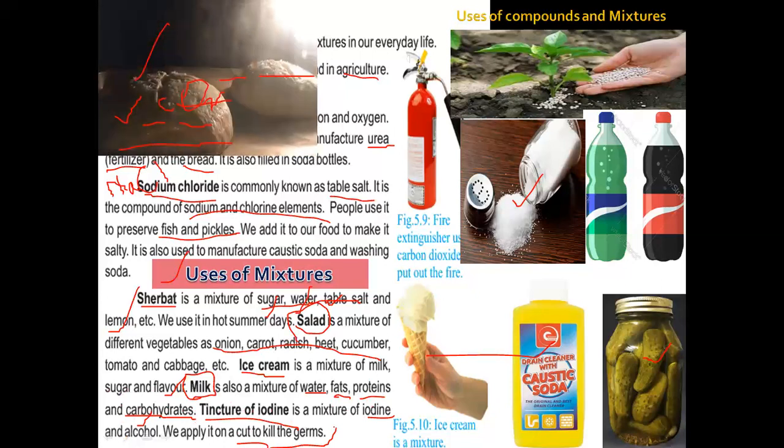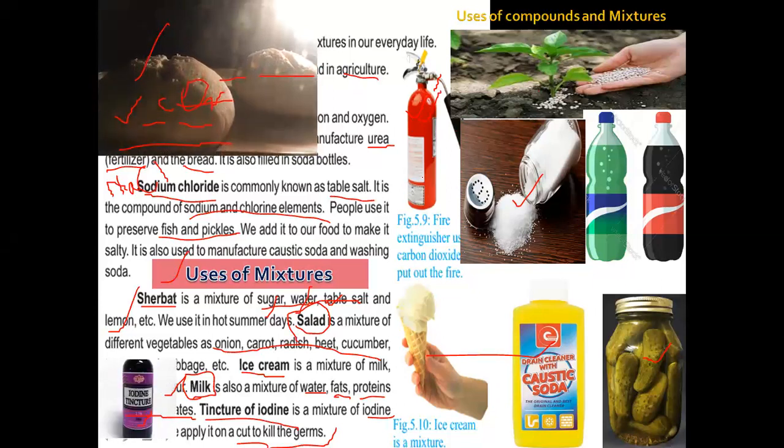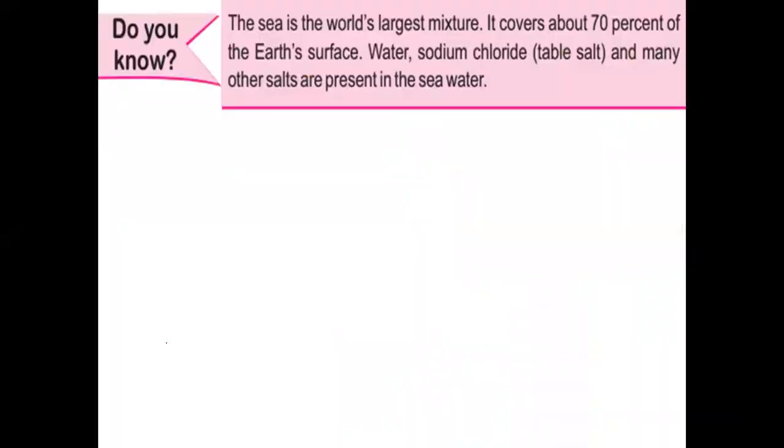So these are all the uses of compounds and mixtures for our daily purposes. And definitely we are getting benefit from them, but we don't know. If you see this red cylinder, that is present everywhere in buildings, schools, hospitals, in cars, in every type of vehicle, homes and like that. This is filled with carbon dioxide to put off fire. This is tincture of iodine, which we use for cleaning wounds.